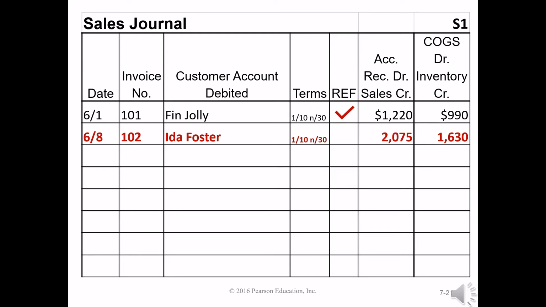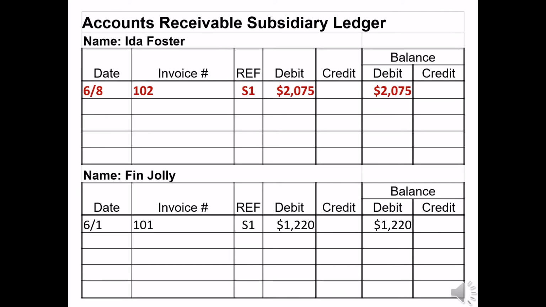The second entry is for June 8, when we sold merchandise inventory on account to Ida Foster for $2,075. The cost of these goods was $1,630, and our invoice number was 102. You can see that the terms are the same. We will post this June 8 sale in Ida Foster's accounts receivable subsidiary ledger. This way we will know how much is owed by this customer.